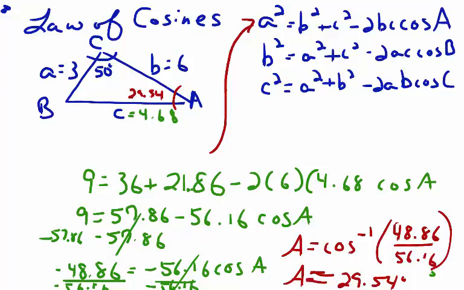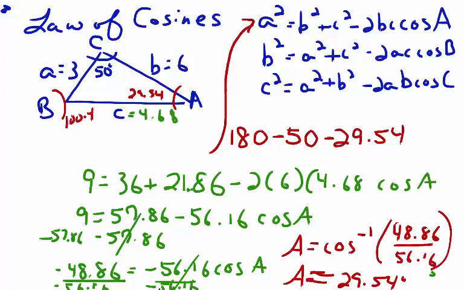To finish solving the triangle, we could apply the law of cosines again and solve for angle B. But it's much easier to simply consider the fact that the sum of all angles of a triangle equal 180 degrees. So we take 180, subtract our known angles of 50 degrees and 29.54 degrees, and this will give us the measure of angle B. It turns out that the measure of angle B is 100.46.